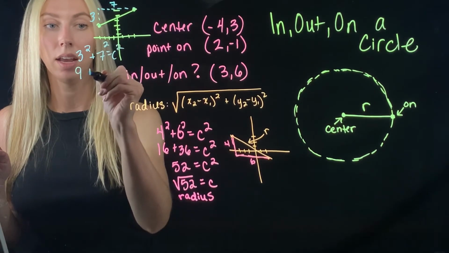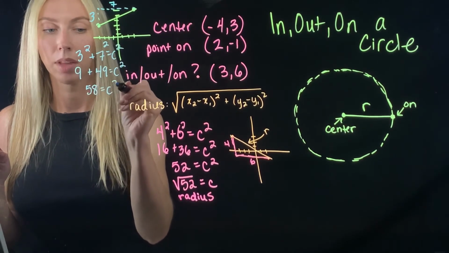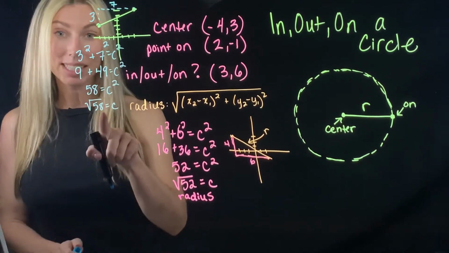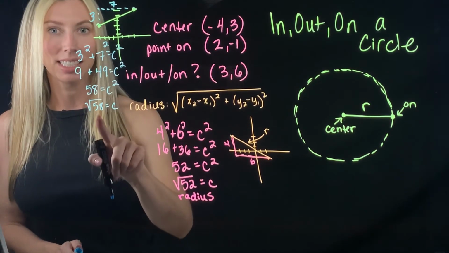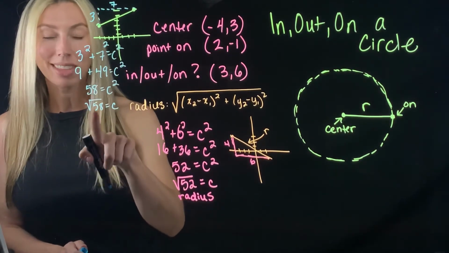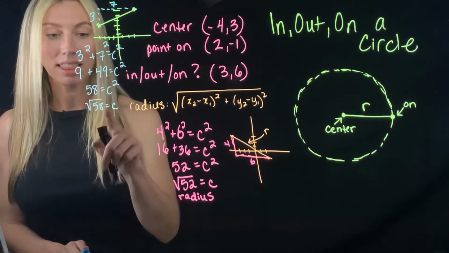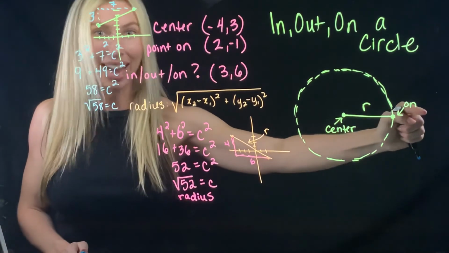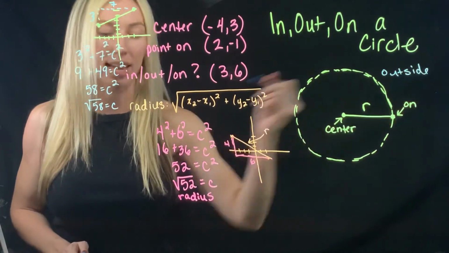So it's going to be 9 plus 49. And when you add those together, you get 58. And if you tried to find the square root of it, you would get the square root of 58. So this is the point we're trying to figure out, from the center to this coordinate. Is this distance equal, less than, or greater than the actual radius? So because our point, the square root of 58, is obviously going to be larger than the square root of 52, that means that this point is going to be larger than the radius, meaning from the center it's going to go past where the radius stops. So your point is actually going to be outside of the circle in this case.